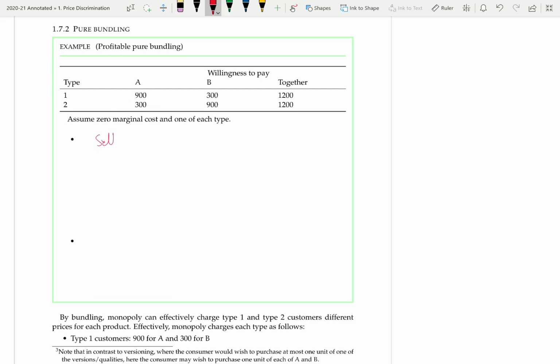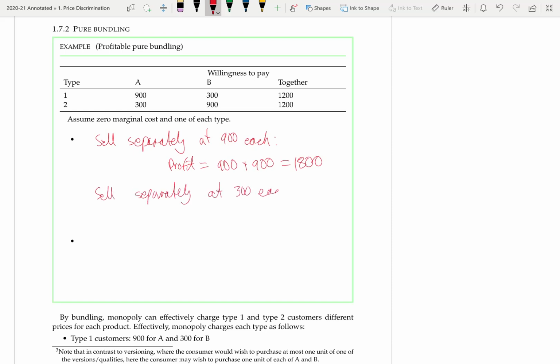If they sell separately at 900 each, then the profit is 900 plus 900, which is 1800. Whereas if they sell separately at 300 each, then they sell one unit of each good to both types, and the profit is 2 times 300 plus 2 times 300, which is 1200. So they get a higher profit from selling A to just type 1 and B to just type 2 at 900.